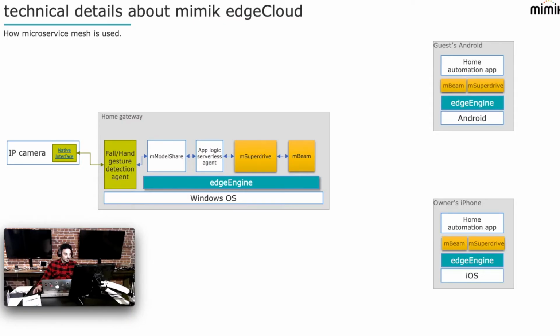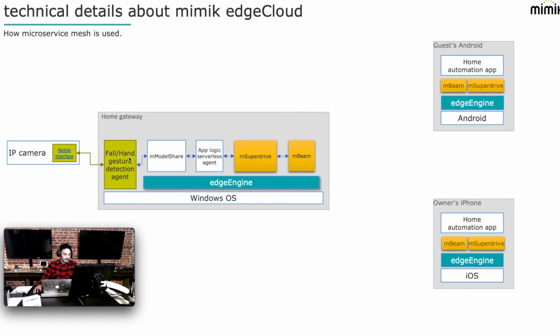Now we'll look at the technical details of the two demos that you just saw. Similar to the previous setup, we have an IP camera with a native interface, and we're taking the feed from that camera and passing it into the home gateway. Inside the home gateway, which is running on Windows, we have a couple of extra things compared to the passkey and thermostat that you saw earlier. Here we're passing the feed into the fall and hand gesture detection agent.